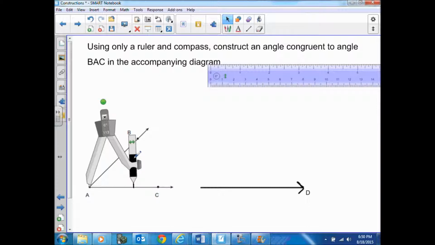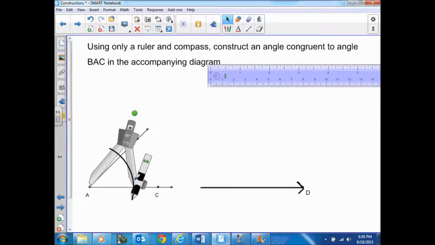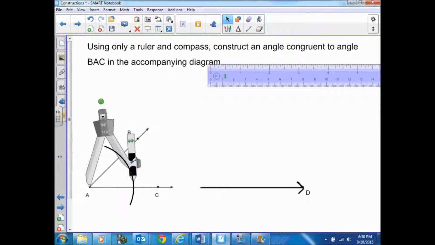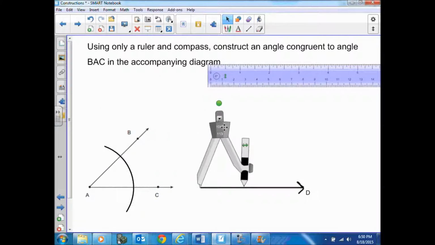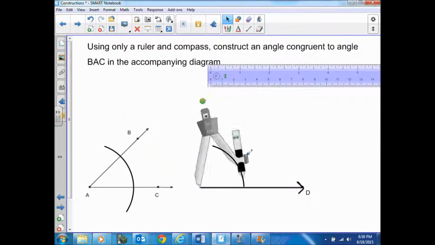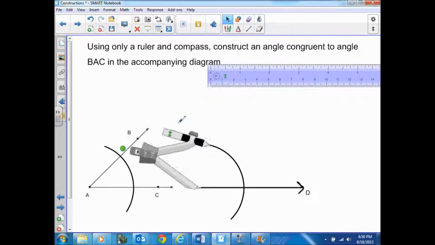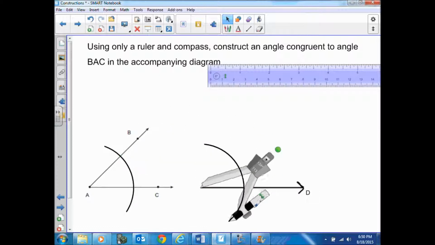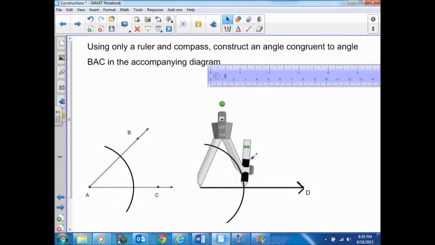And you're going to swing an arc. That's what they call this. You're just doing a portion of a circle. That's what I just did. Now, take the compass, go on the point of the ray that you made, and swing an arc again. You've got to keep the compass the same width. How big you make the arc this way really doesn't matter.